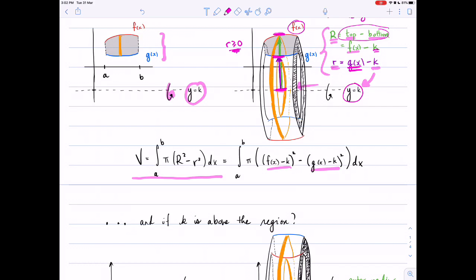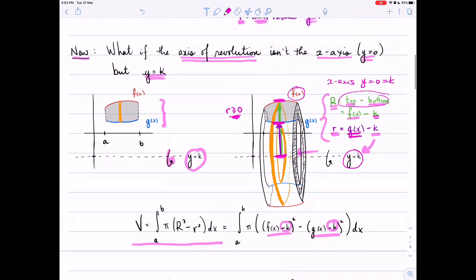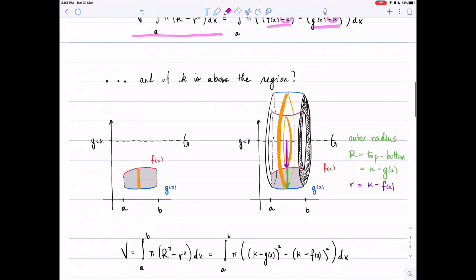So the integral from a to b of pi times the bracket f of x minus k all squared minus g of x minus k all squared, and compare that to the original value when k was 0, it comes back to the same formula. So this is like an extension of that formula. So that's the first new thing. What if we're revolving around a different axis of revolution? Let's look at yet another possibility.